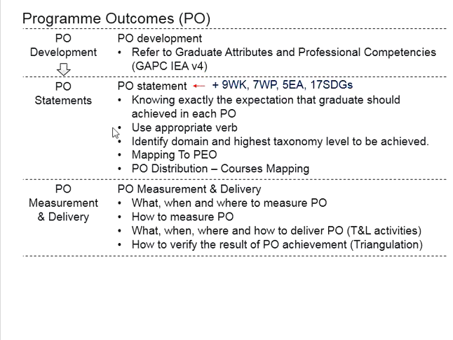Next is about the PO measurements and deliveries. You will need to consider what, when, where, and how to measure the POs. Definitely there will be measurements. How do you know the POs are achieved? What kind of measurements are you going to use to measure the attainment of the POs? Where do you get the data? When, or how frequently, do you do the measurements?